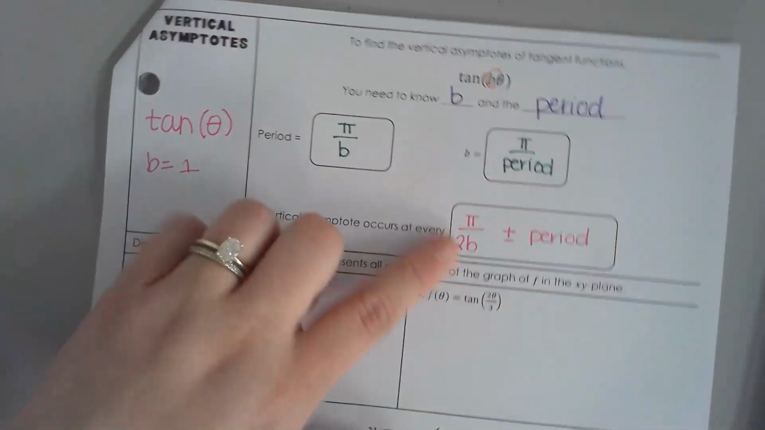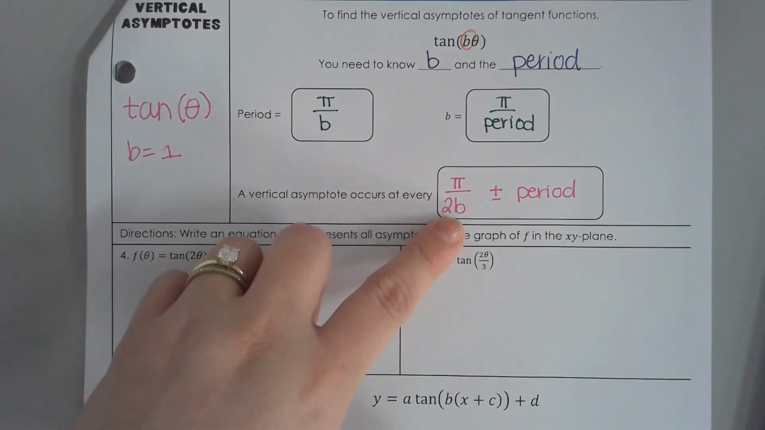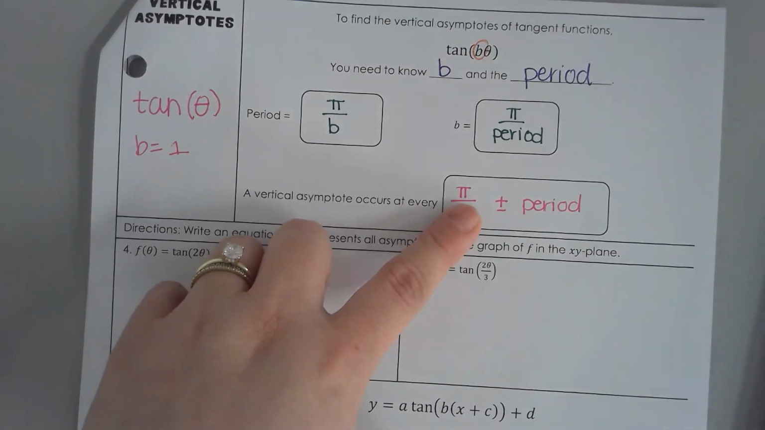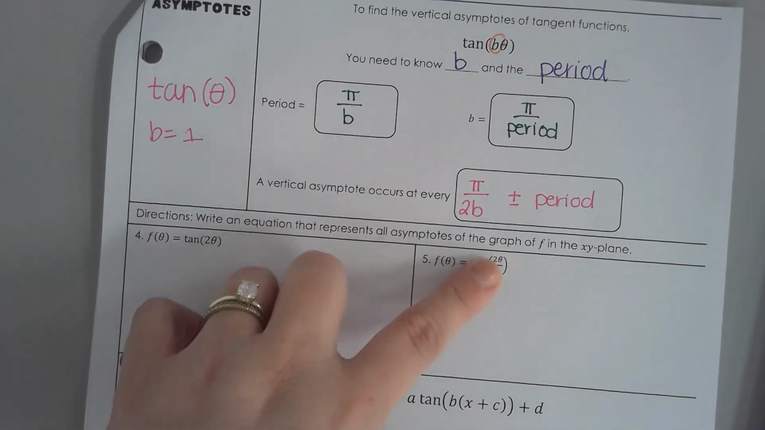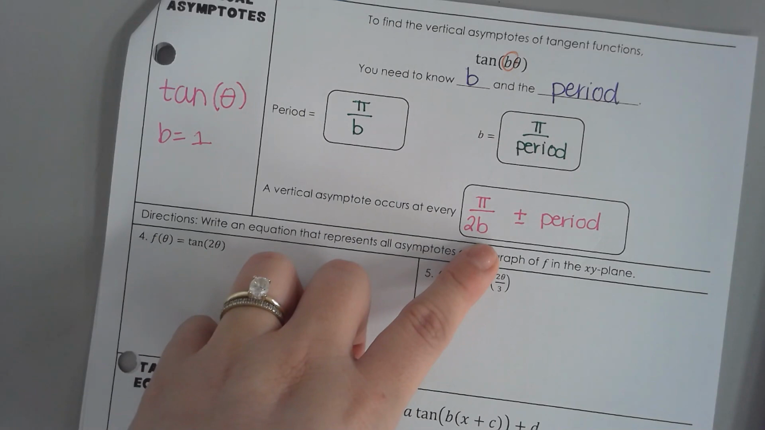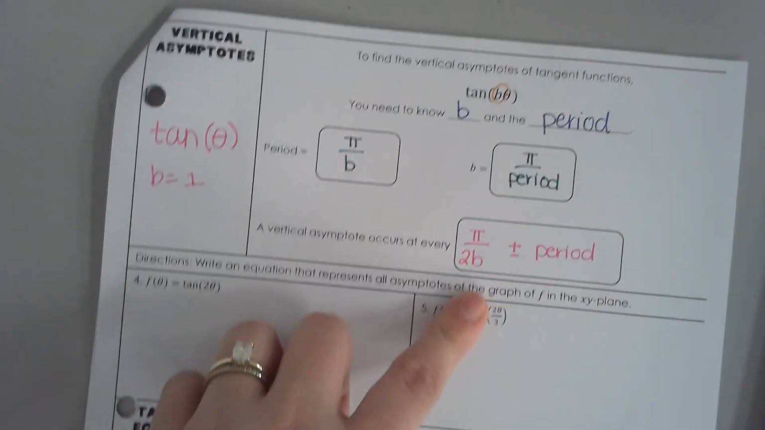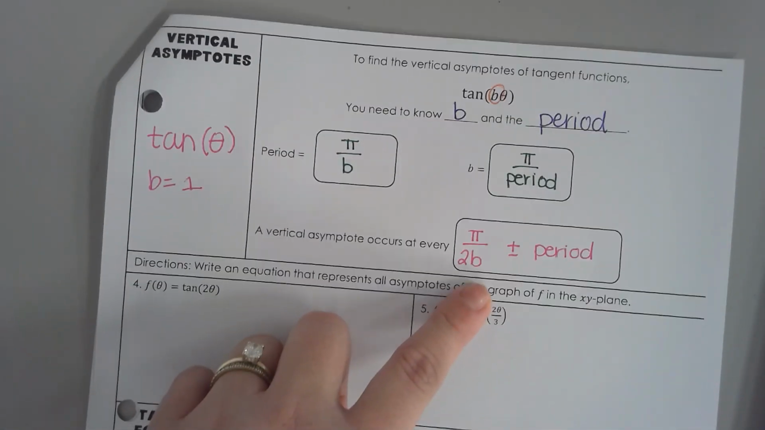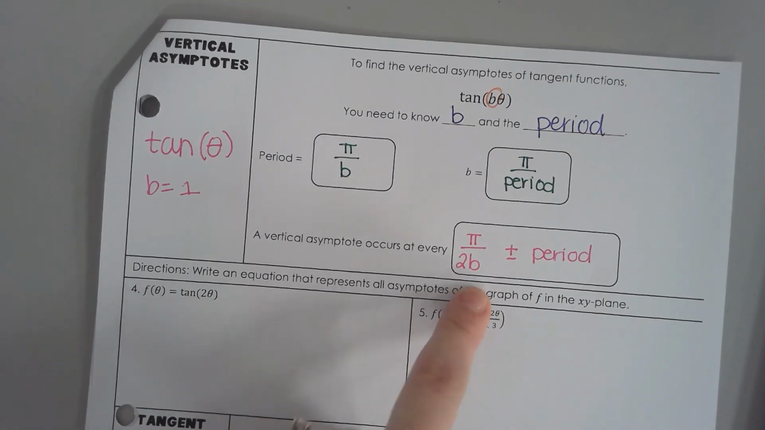Okay, and we know that for normal tangent, your vertical asymptotes are at pi over 2. If you plug in a 1 there, it's going to be pi over 2. So if your b changes, that's going to change where your vertical asymptotes are.